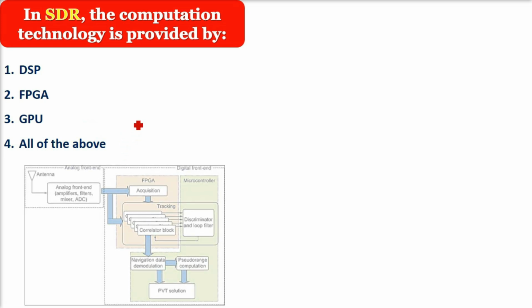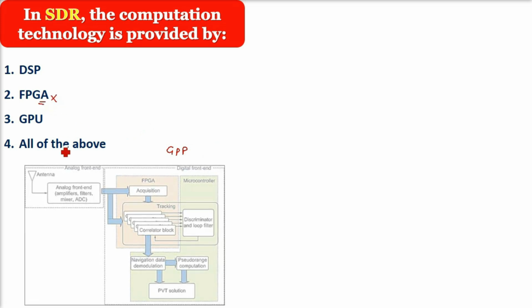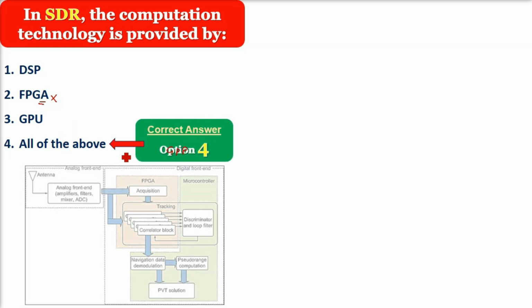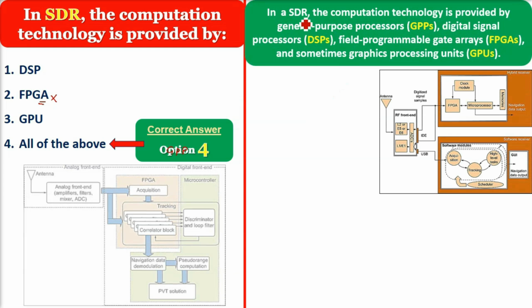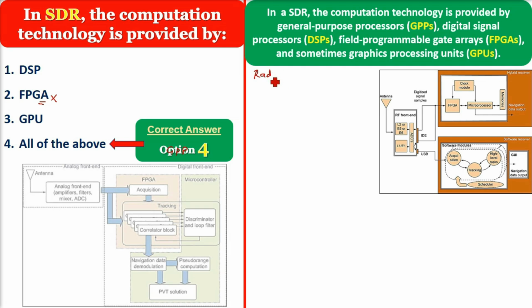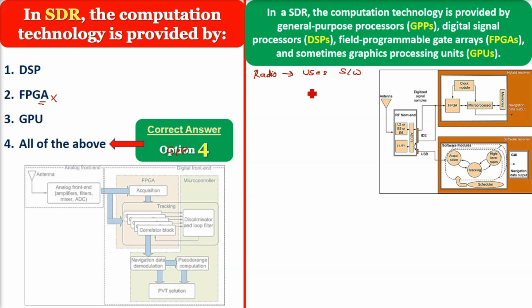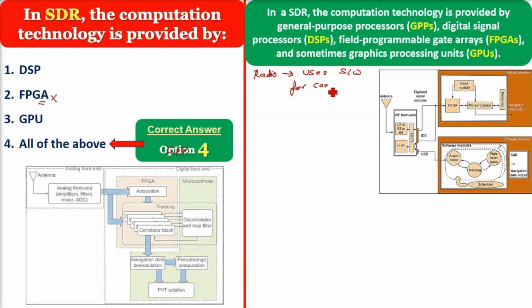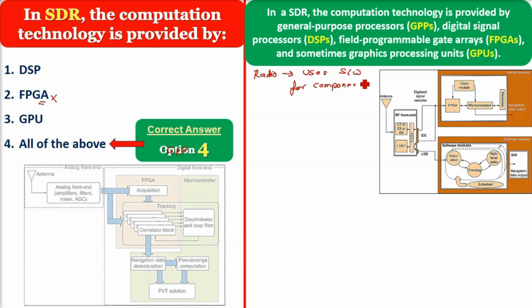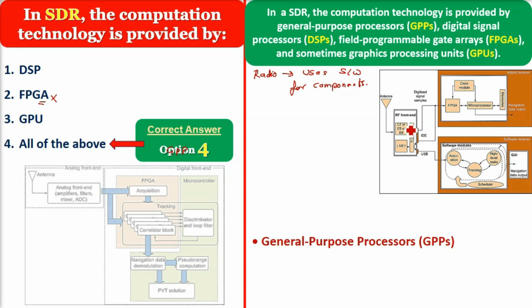Now there is one more option which is missing, which is general purpose processors, GPPs. You might be thinking FPGA is the correct answer, but let me tell you, the fourth option, all of the above, is the correct option. Whenever we talk about SDR, or software defined radio, this is a kind of communication technology where we use software to process signals, and components like mixer, filter, amplifier, modulator, demodulator are implemented in software rather than hardware.